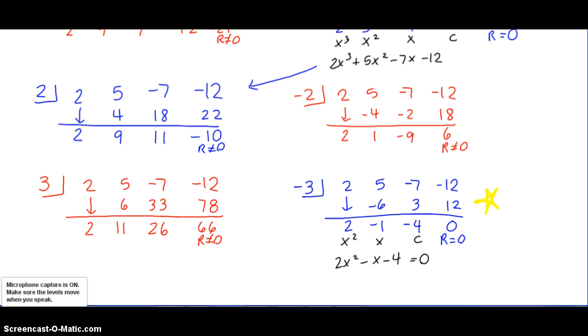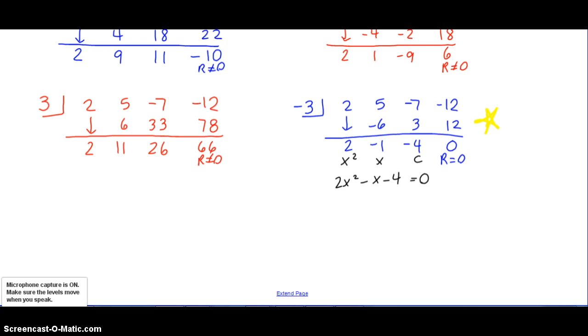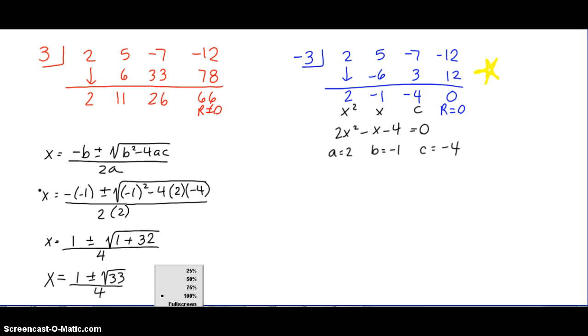So let's get that set up and plug in a equals 2, b equals -1, and c equals -4. In your quadratic formula, you should come back with 2 more roots. Turn the video back on when you have finished using the quadratic formula and have 2 more roots.